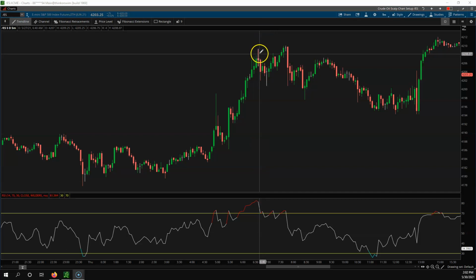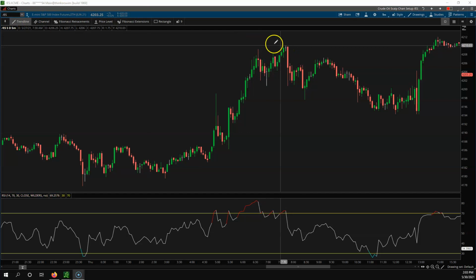Now, when you see a nice pullback, and then you see price start to move higher, reverse, and start to make new highs, the RSI should be above the previous high of the RSI. If we take our mouse and use the crosshair, we can see we make a high, we pull back, we bounce, we make a higher high, but look at where the RSI is.